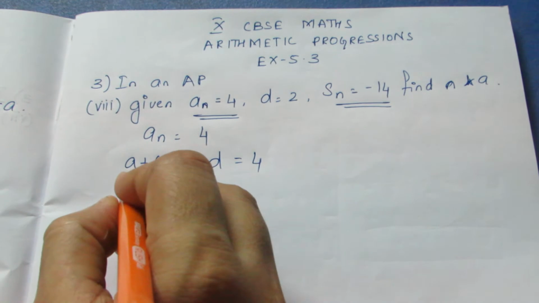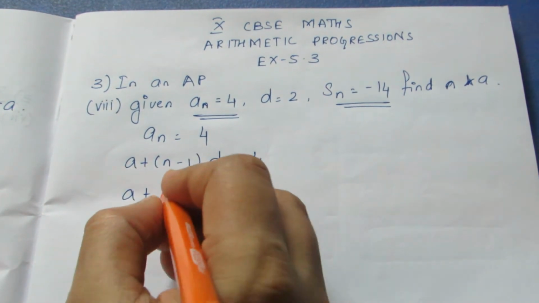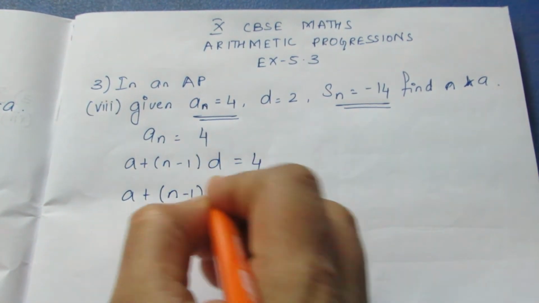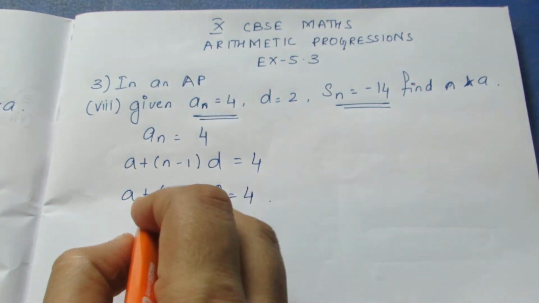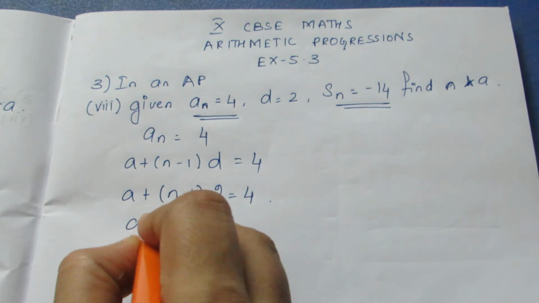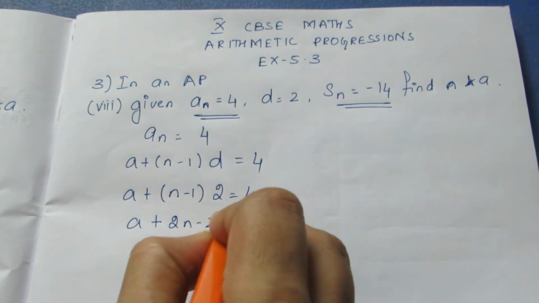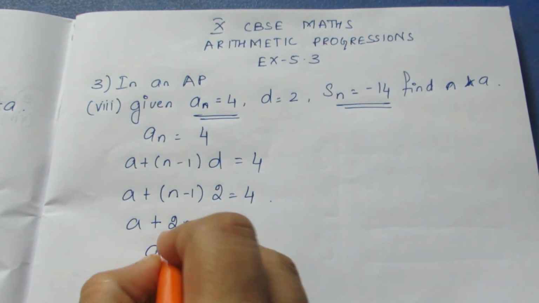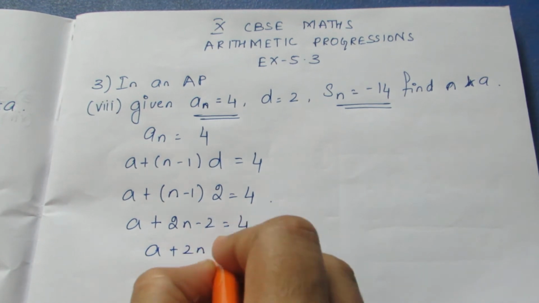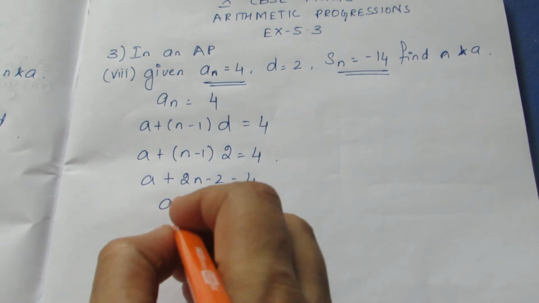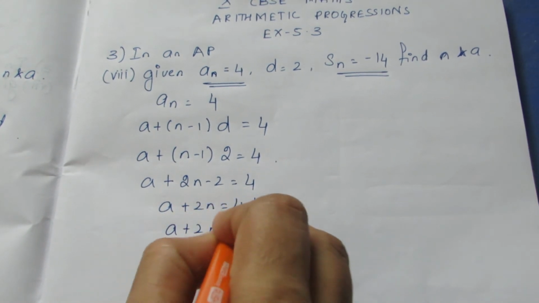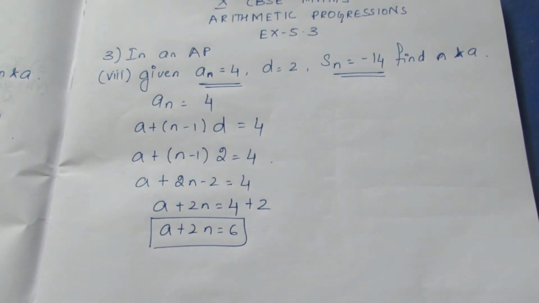We don't know the value of a, so just write a as it is, and we don't know n, so n will be the same. Now I am substituting the value of d equal to 2. Just multiply it inside. a plus 2n minus 2 is equal to 4. So a plus 2n is equal to 4 plus 2, the 2 coming to this side as plus 2. So a plus 2n equal to 6. Let the value be as it is.